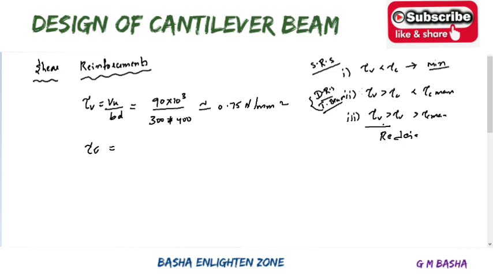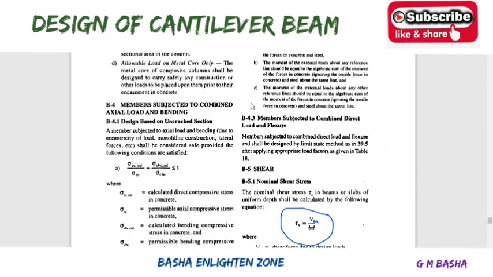Now also I am showing this case, but we don't know yet which case you will get. Before that you can calculate tau c. If you get the third case, you can go for redesign. Then for finding tau c, you can check the problem.